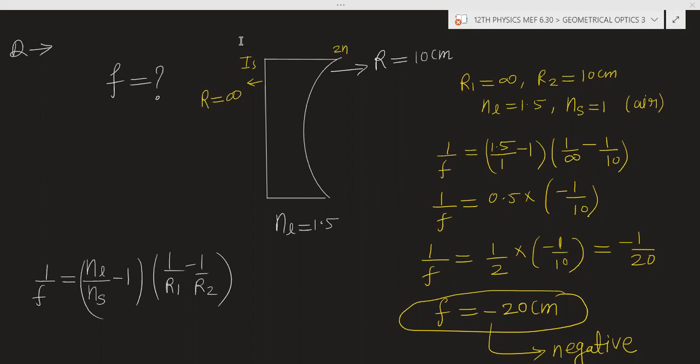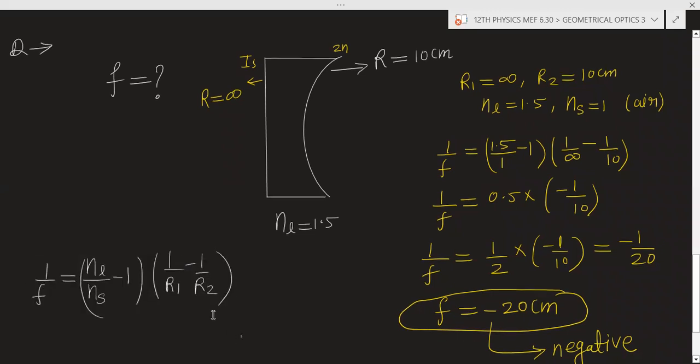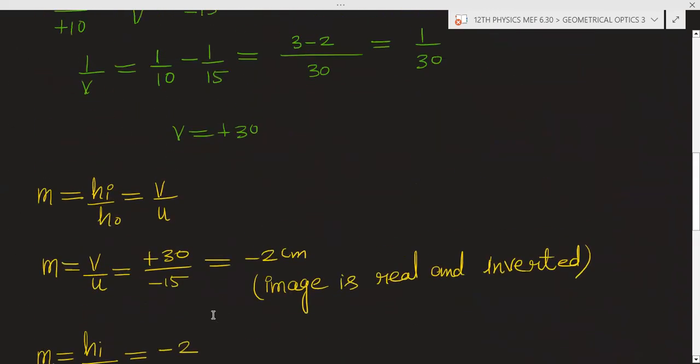For solving the numerical, the most important thing is that you should know the derivation properly. Or, if you are not able to get the derivation of some formula, then at least you should know what the values in that formula are. If I ask what is R1, then you should know the whole concept of R1 and R2, what NL and NS are, and what the focal length is. These things should be clear. Only then can you put in the values and get the answer.